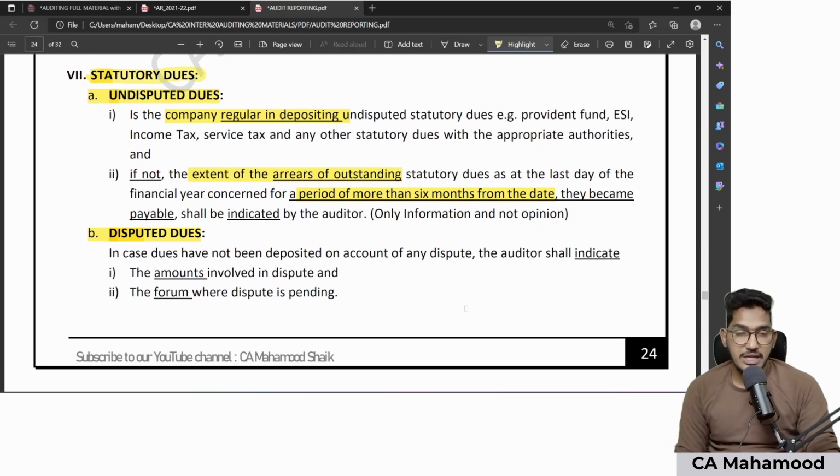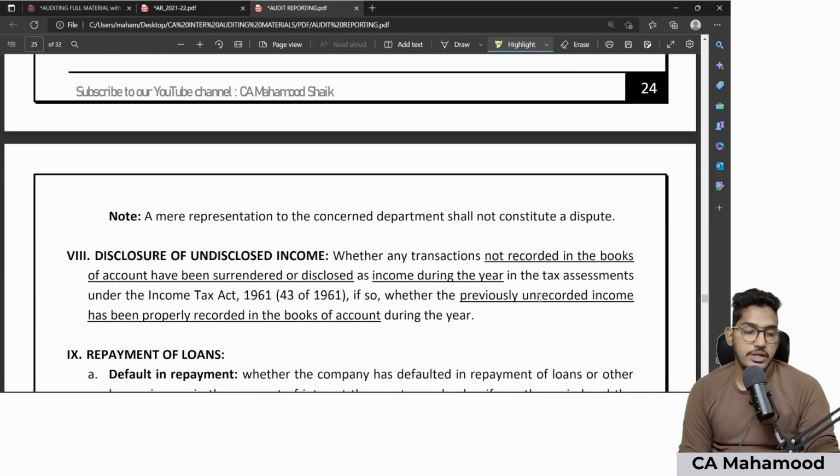Now coming to disputed statutory dues. In case of disputed statutory dues, the auditor is required to comment on two things: what is the amount involved in the dispute, and the forum, the court or authority where the case is pending. Is it pending before the commissioner? Is it pending before a court? Is it pending before a tribunal? Is it pending before the Supreme Court or High Court? That needs to be mentioned. So two things regarding disputed dues: the amount involved in the dispute, and the forum where the case is pending. So this is what is required regarding statutory dues.